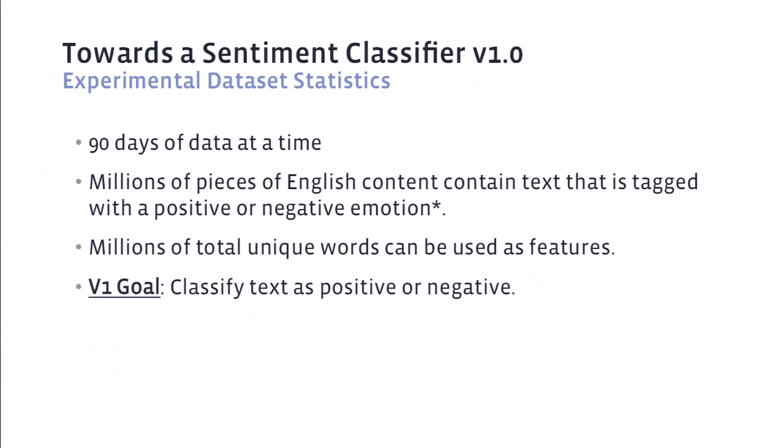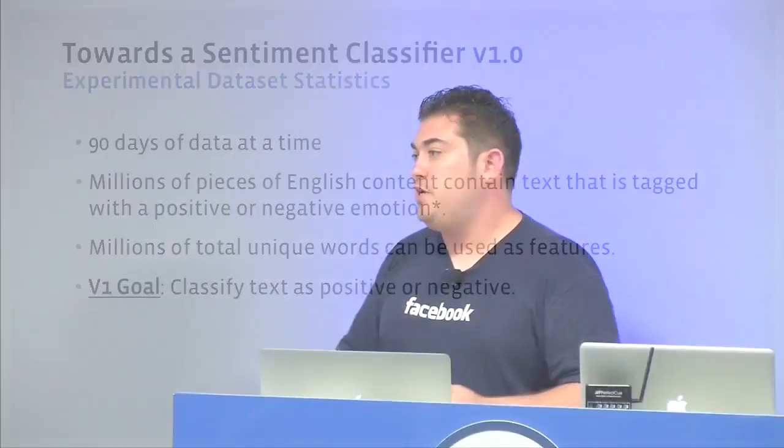So there's some pruning that gets involved here because you have a lot of words that people make up. You have a lot of misspellings. Those get filtered out statistically, fortunately. And for version 1, our goal is to classify text as either positive or negative. Technically speaking, we're detecting positivity.